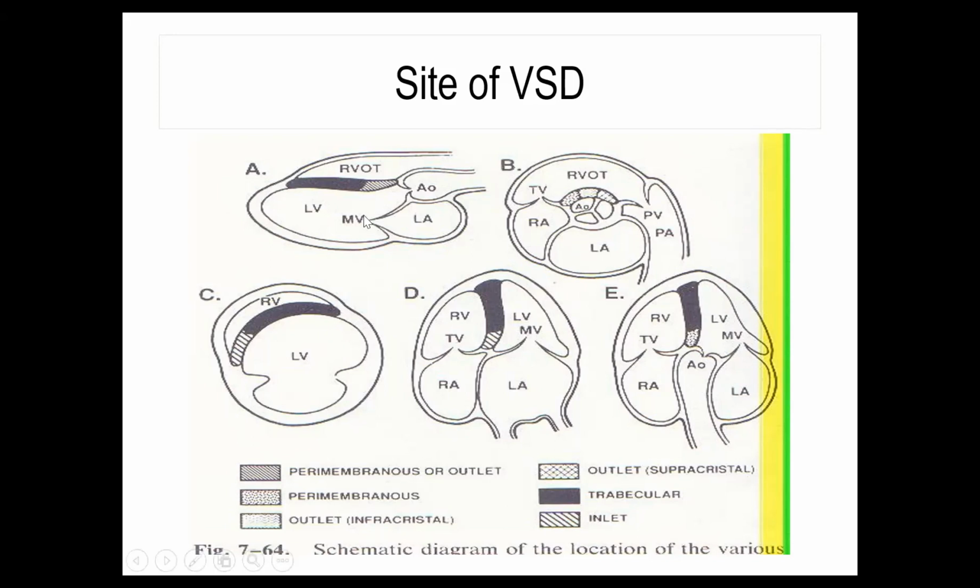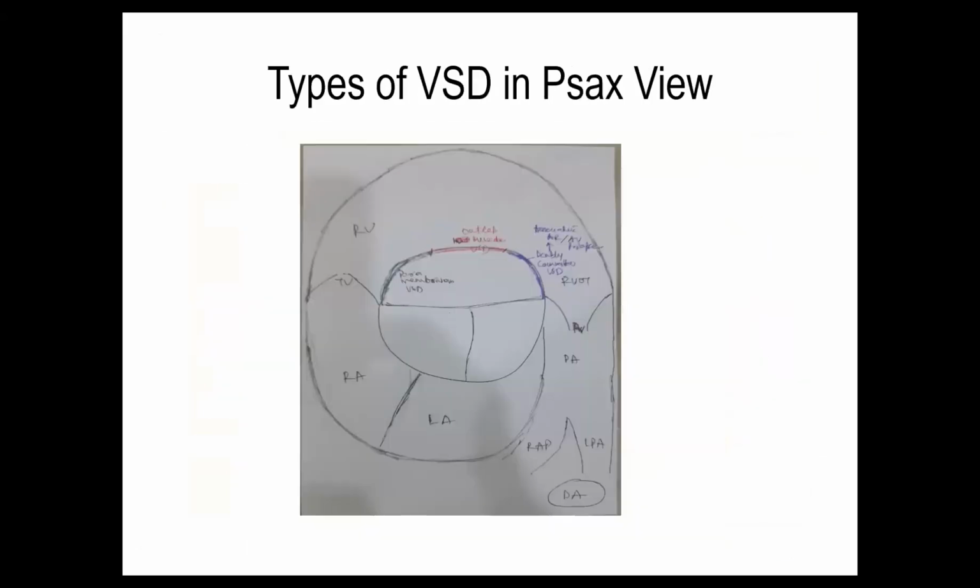Then comes paramembranous, which is seen in Plax window. Now, next question comes, what is the diagram which I have made myself? We go to the short axis view at the aorta. One third is paramembranous. Then the last one third is doubly committed VSD or subpulmonic VSD. And this is known as outlet muscular VSD. So this is how we classify them.